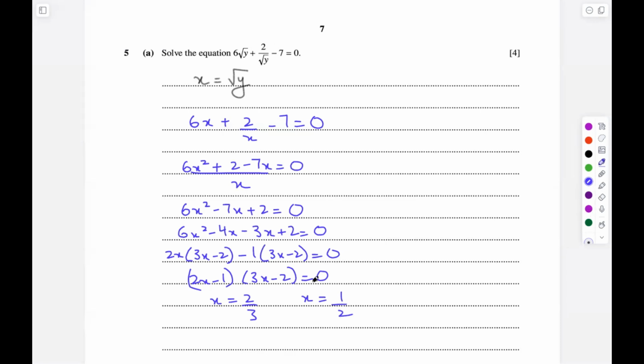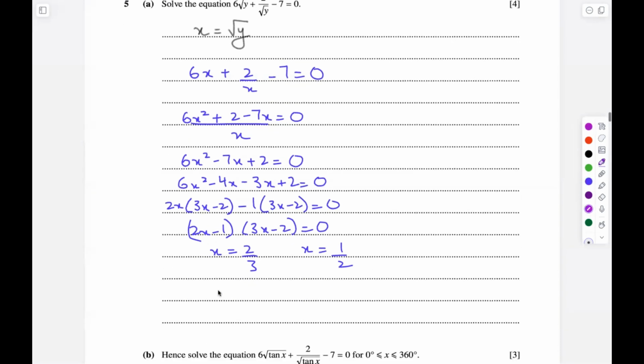Now, to find the values of y, as x was equal to square root of y, taking the square on both sides, y will be equal to the square of x. So taking 2 upon 3 whole squared, one of the values of y will be 4 upon 9. And taking the square of 1 upon 2, the other value of y will be 1 upon 4.